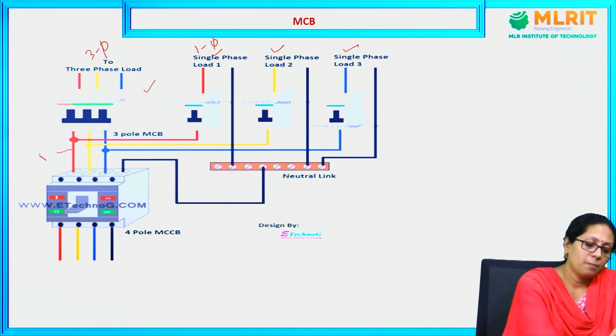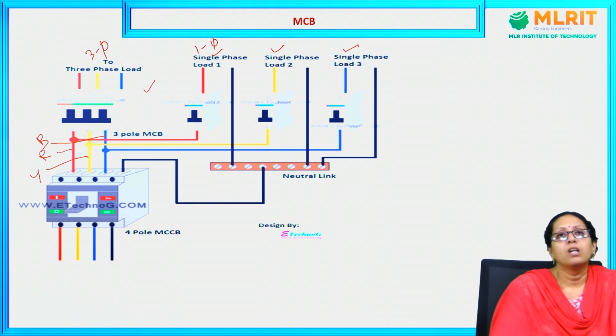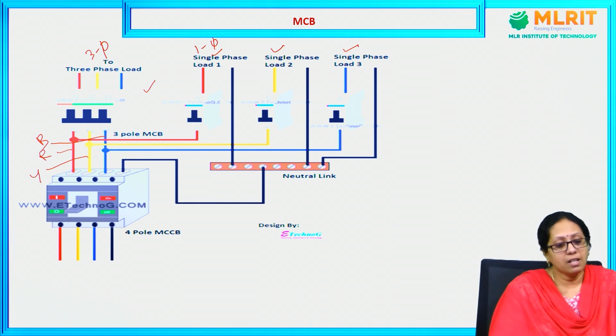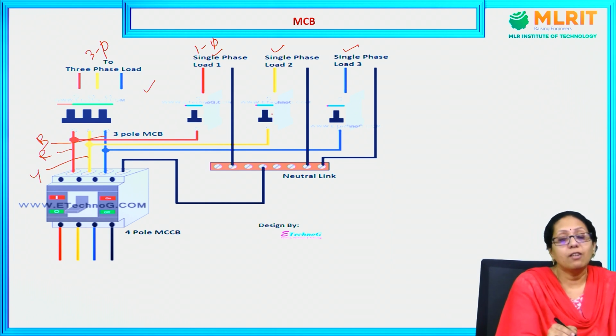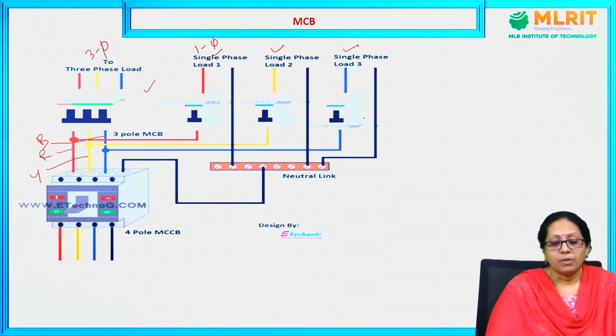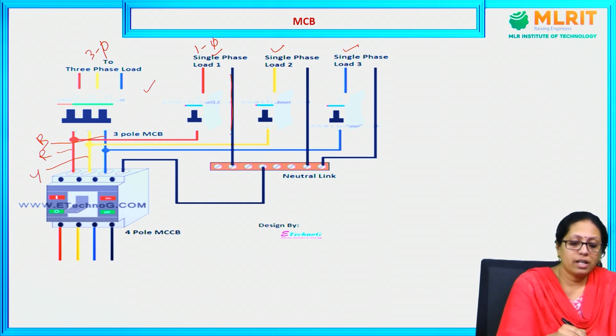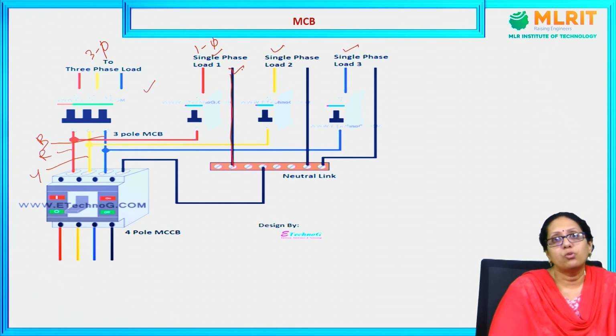First one is R, second one is Y, third one is B. So the 3-phase system is there where R, Y, B are connected to the single phase MCBs. And this is also connected to neutral.